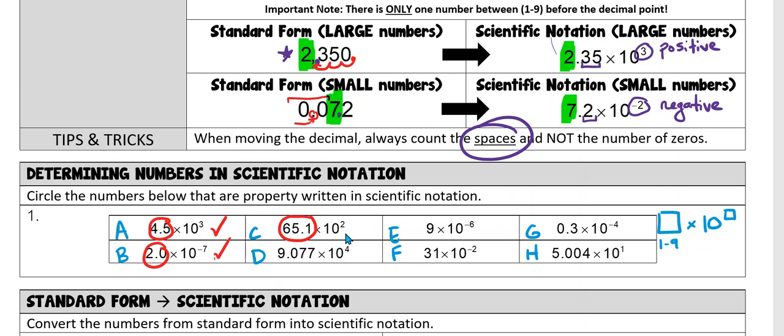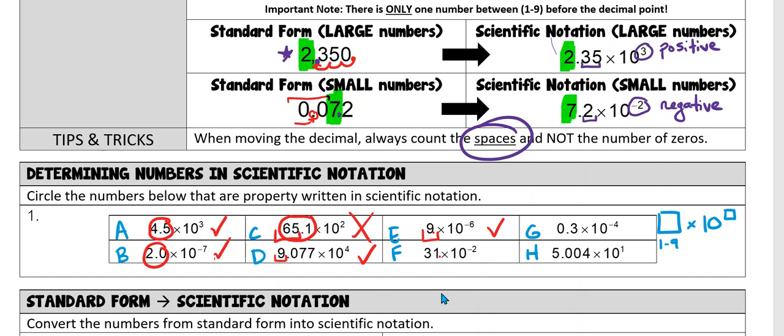Next we have 65.1 times 10 to the negative second. 65.1 is too big. You can see we have 2 digits before the decimal point here, so that is no good. 9.077, this one we just have 1 digit before the decimal point, so that one works. Here we have 9 times 10 to the negative 6th. Again, we know that that decimal point is going to be at the end, and there's just 1 digit in front, so that one's good.